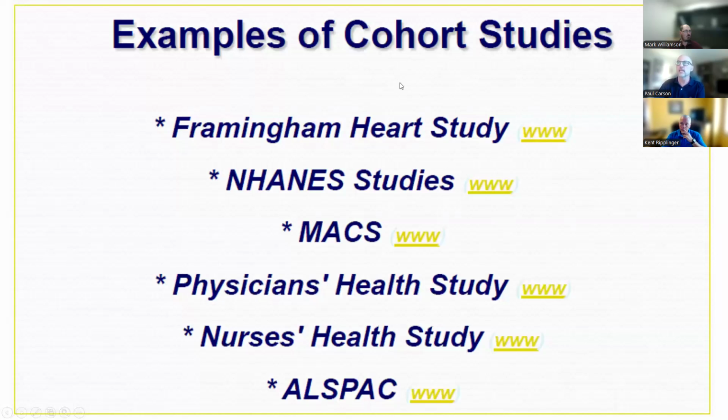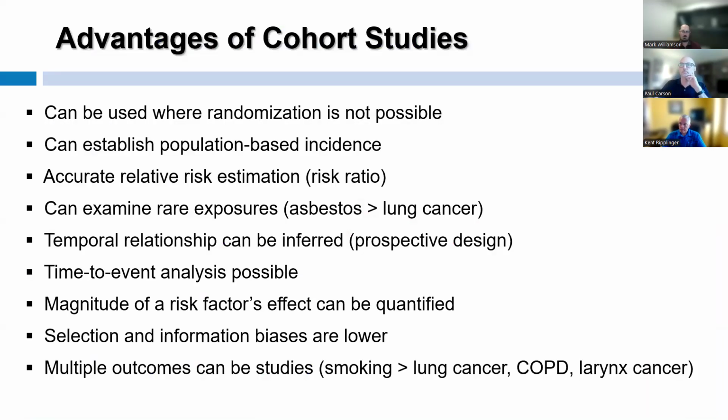And here's some other examples of famous cohort studies. I've mentioned the Framingham Heart Study and the Nurses Health Study. Ongoing ones, the NHANES study, MAX, Physicians Health Study, ALSPAC. These are big, ongoing prospective cohort studies that give us a lot of great information, very powerful studies at looking at associations. These are the kinds of studies done over time that are going to give us most of our information, for example, about who's at risk for later development of Alzheimer's disease, as an example.